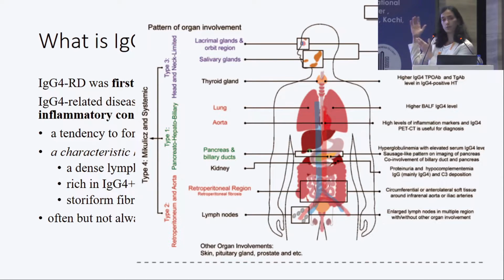So this is just to show you what all organs can be involved. There are a number of organs that can be involved, but the most common ones are the pancreas, and in the head and neck, the lacrimal gland.